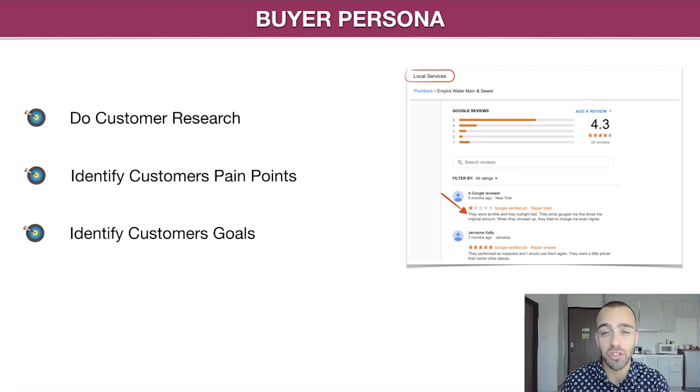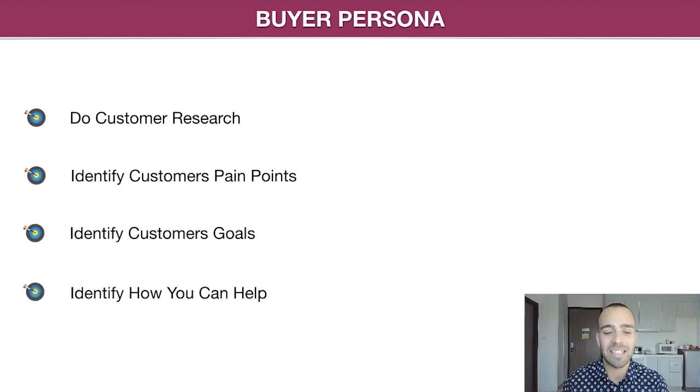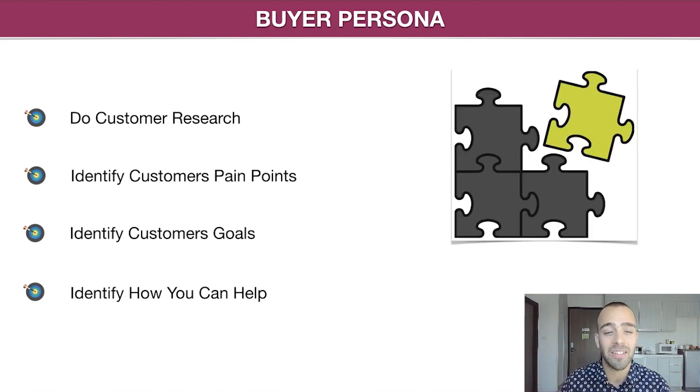What types of goals do my potential customers have? And then we would like to identify how you can help them. How can you help your potential customer with your product or with your services? Now, this could be a puzzle in its own, but by doing your customer research, identifying your customer's pain points, identifying their goals, and understanding how you can help them, we can now start building out our buyer persona. So let's do that.